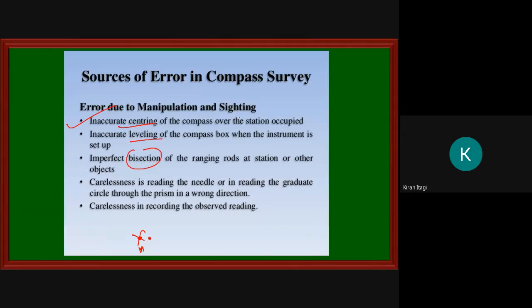Imperfect bisection: you want to see from station A to station B. If you don't bisect station B correctly, then there will be some error. Careless in reading: due to hurry, you don't read the reading very clearly. Careless in recording the observation: you will see 30 degree 20 minutes in the compass, but while writing you will write 33 degree 20 minutes. This also causes some errors.